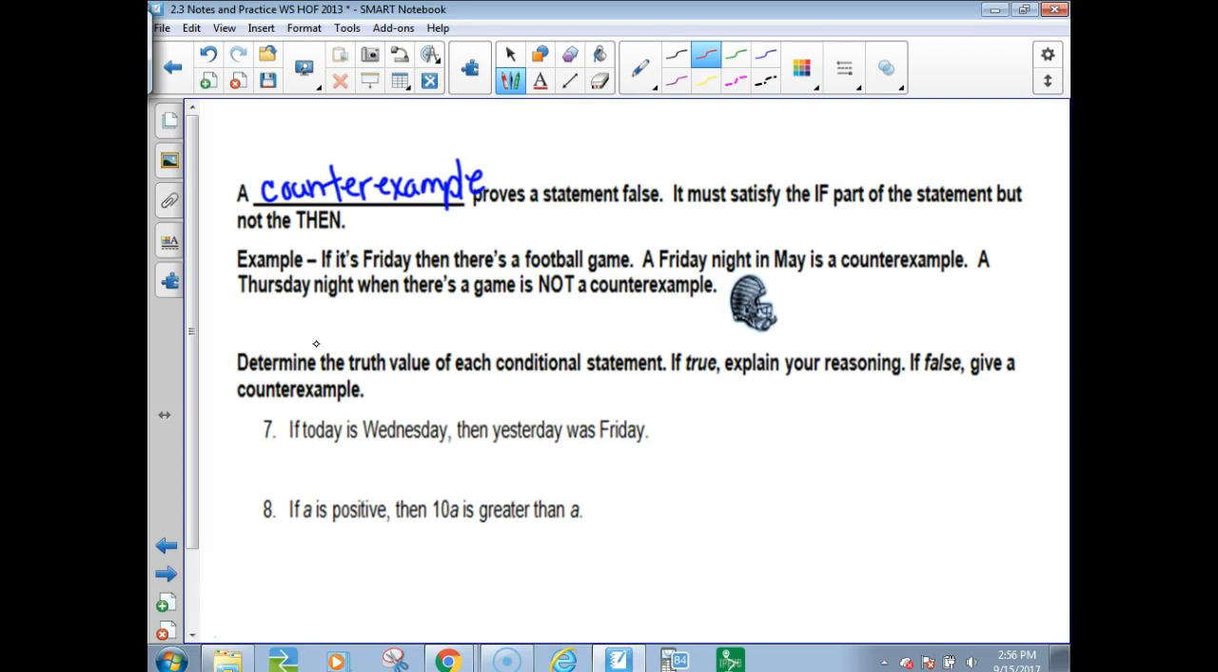Okay. So determine the truth value of each conditional statement. If it's true, explain your reasoning. If false, give a counterexample. All right. If today is Wednesday, then yesterday was Friday. Okay. We're saying that today is Wednesday. This is false. Yesterday was Tuesday then.